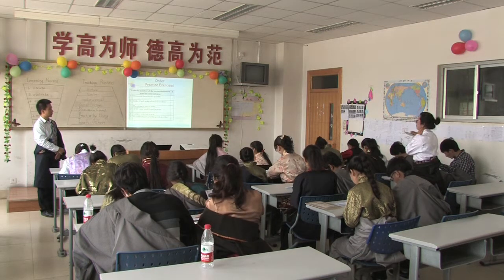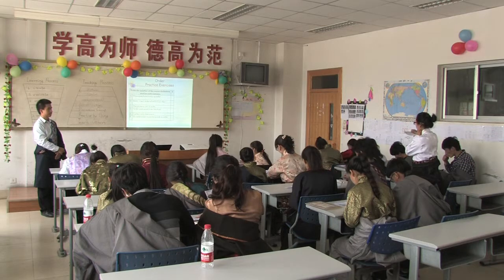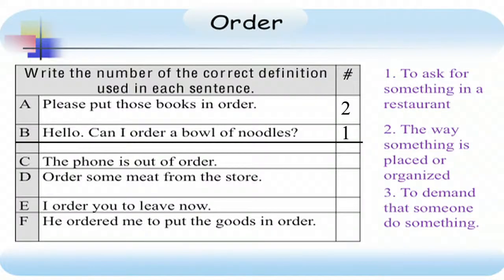Letter A is number 2, and the letter B is number 1. Letter C is number 2, and letter D is number 1. Letter E is number 3, and for letter 4 they have two answers, number 3 and number 2.